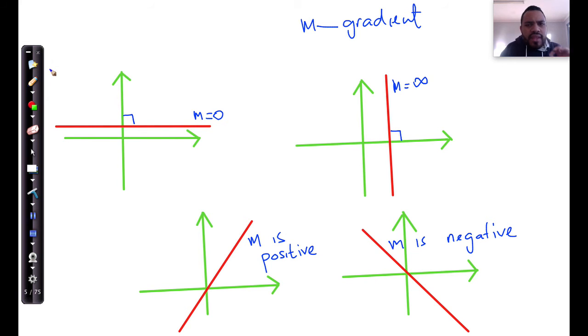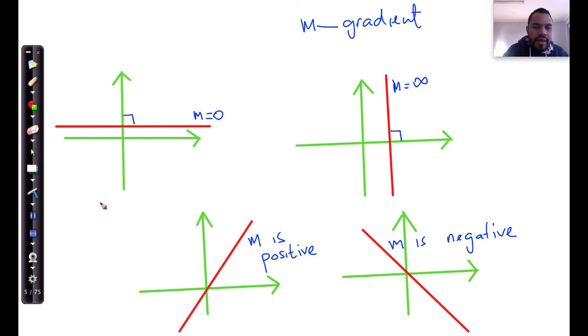Now, I want to give you an exercise in video that we will do in the next video. So there's a summary. This is a positive gradient, this is a negative gradient. Here the gradient is 0 because it's completely horizontal. Here the gradient is infinity.